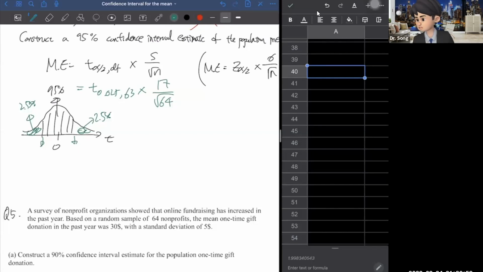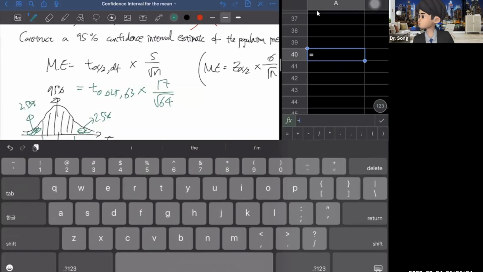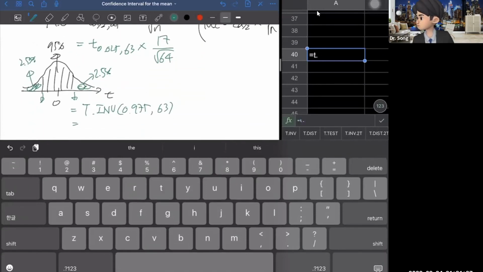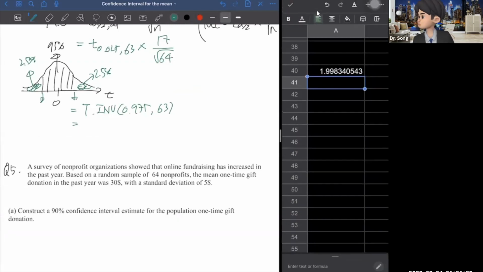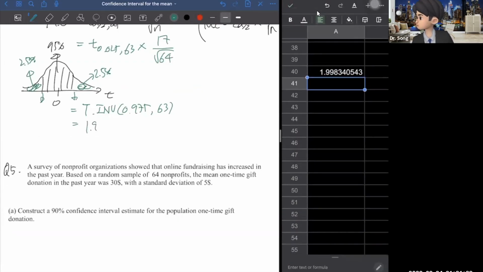In order to find this one, you use Excel, and the function is the following. T.INV, and you put 0.975, 97.5%. Again, from negative infinity to here is together 97.5%. That's why I put 0.975 and degrees of freedom 63. Then it gives me the t critical value. So let me find it. T.INV, 0.975, degrees of freedom is 63. Then it gives me, up to 3 decimal places, 1.998.